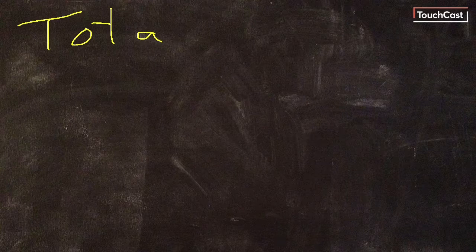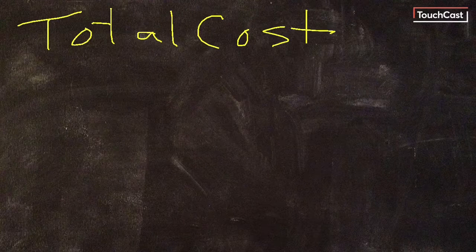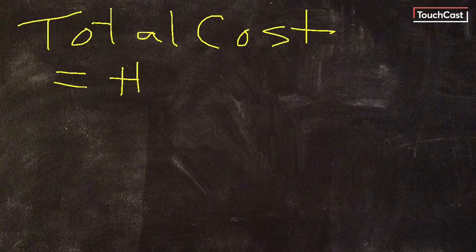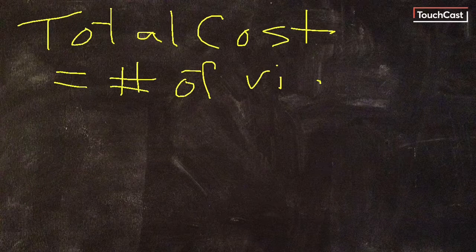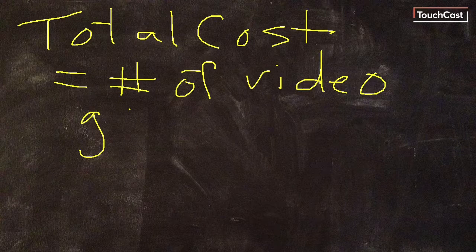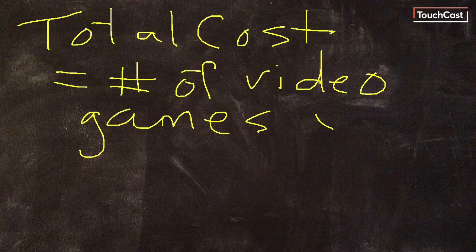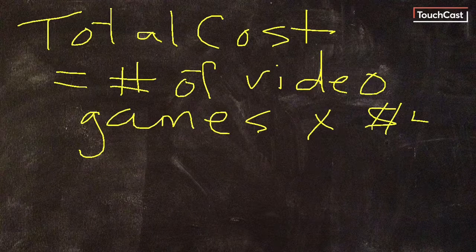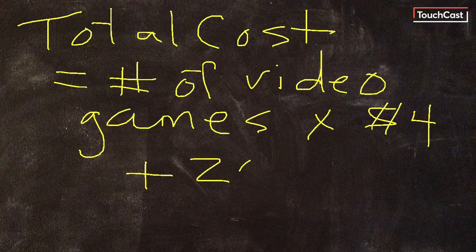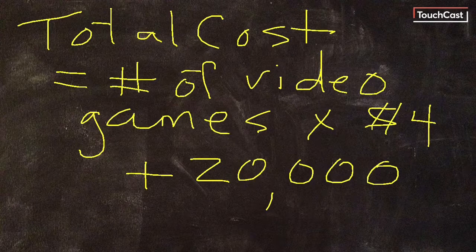Okay, so I might write something like: total cost equals the number of video games times $4, because that's what it costs to produce each one, plus $20,000. So it's asking you to write it out as a word equation. I think that's tripping some of you guys up.